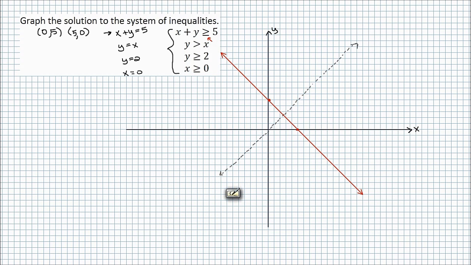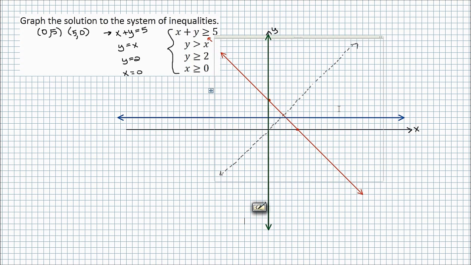Then we move into y equals 2. Remember, y equals a number is a horizontal line. So I'll graph a horizontal line at height 2, and I'll do that in maybe blue. And finally, I have to graph x equals 0. x equals any number is a graph of a vertical line. I'll graph that out really quickly. It's going to be at x equals 0.